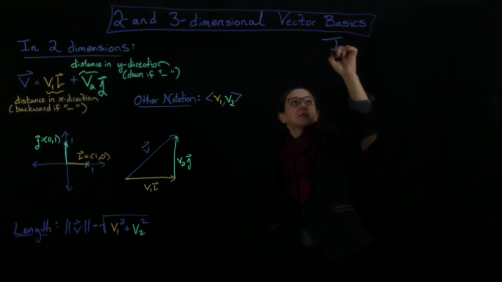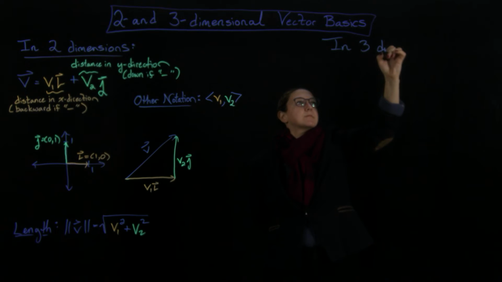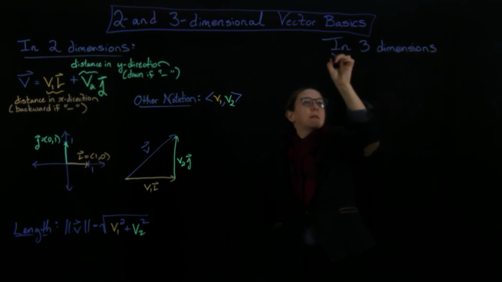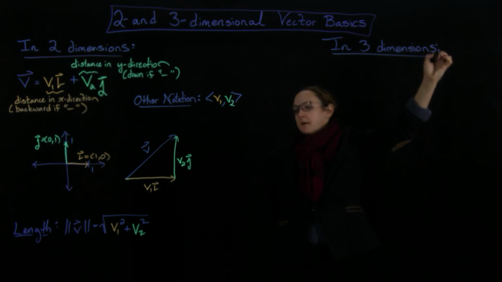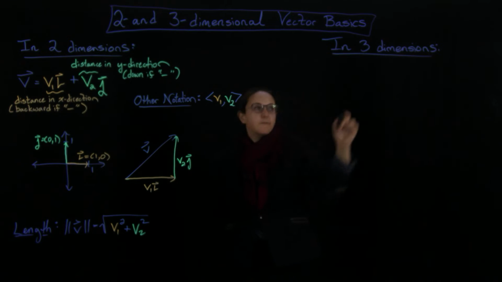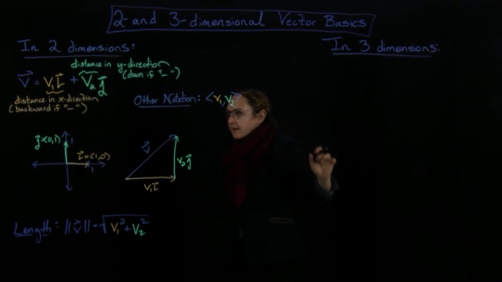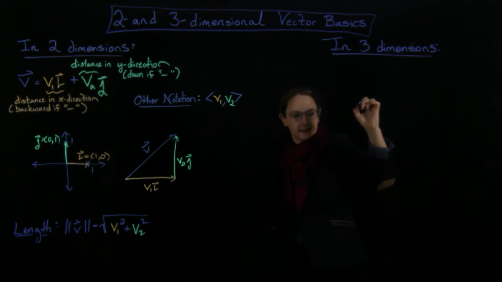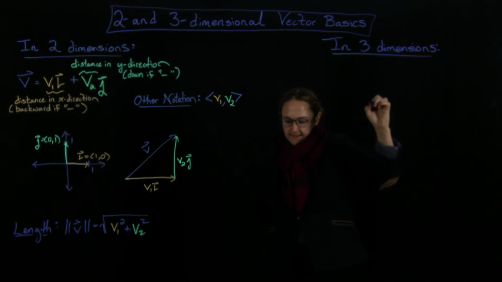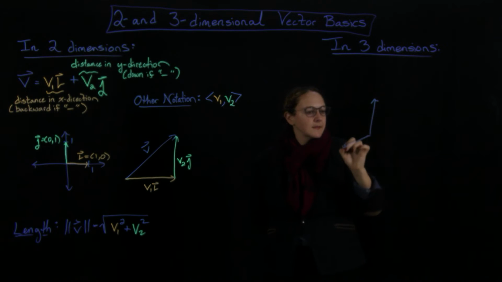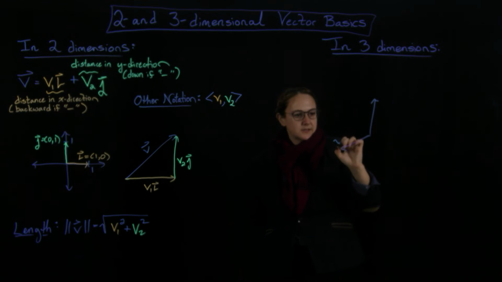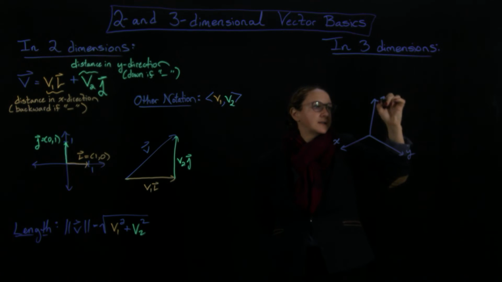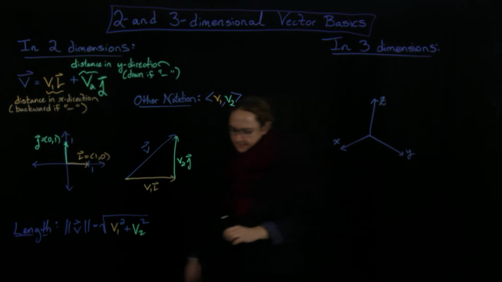So in 3 dimensions, we're going to have a vector. Now we're going to want to write it. So let's first draw. I think it helped a little bit to actually draw the picture first before we write it like that. So we've got an x direction, a y direction, and a z direction.